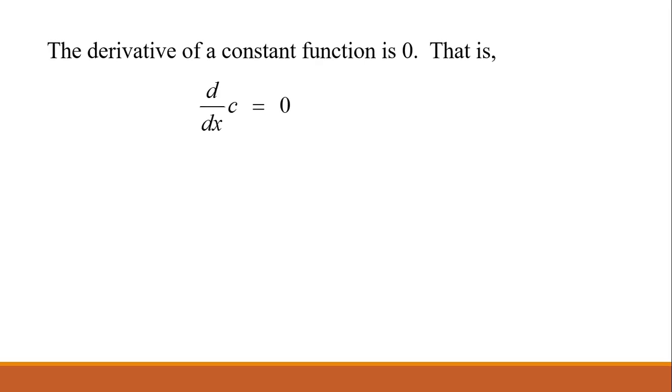Now, one more rule that's actually related to that power rule, but it's not obvious, and that is that the derivative of a constant is 0. So if we wanted to differentiate y equals 7, all we'd have to notice is that 7 is a constant, so we have a constant function here. So the derivative of that constant function is just 0.